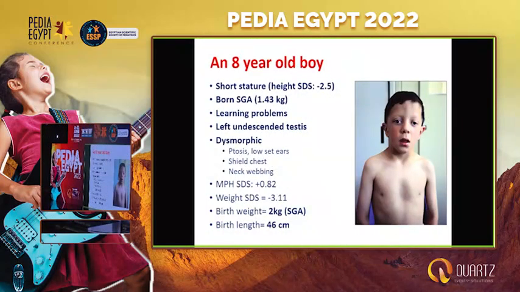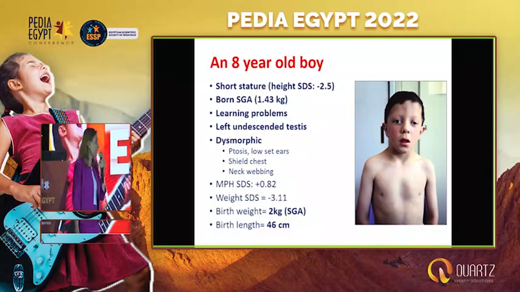What about this cute little boy? This is an 8-year-old boy who came with short stature. He was born SGA, learning problems at school. He has a left undescended testis. He's dysmorphic. He has ptosis, low set ears, webbing of the neck. The birth weight and length are low.